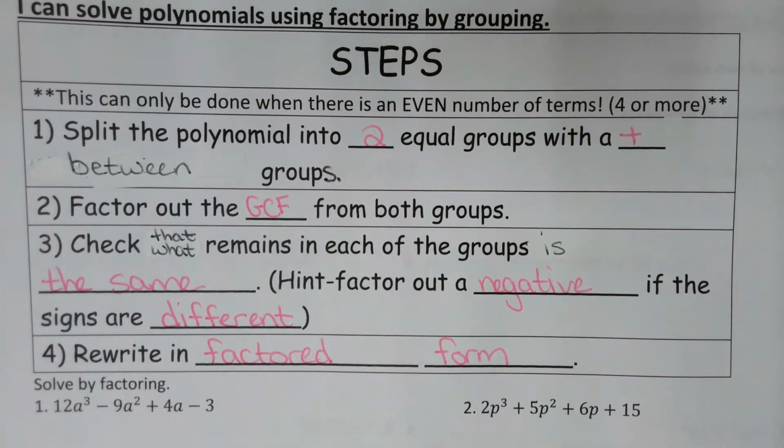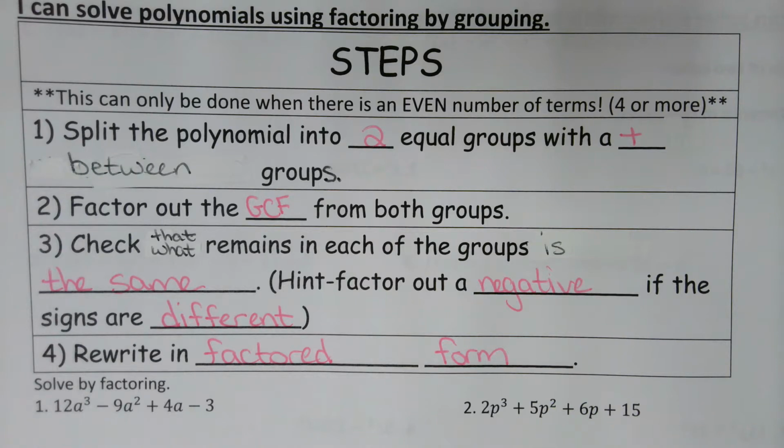For factoring by grouping, we have to have an even number of terms, 4 or more. This is different from what we did when we were just factoring using AC in the box method, because there we had to have 3 terms. So if you have 3 terms, you should proceed with the AC or box method. And if you have an even number of terms, 4 or more, then you should use factoring by grouping. You may want to pause the video to make sure that you have these steps written down.